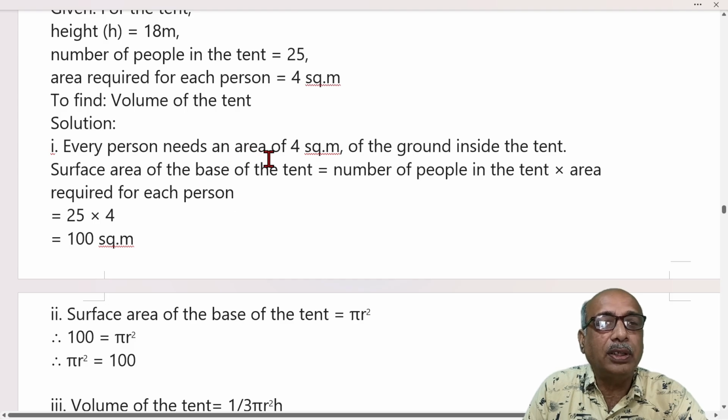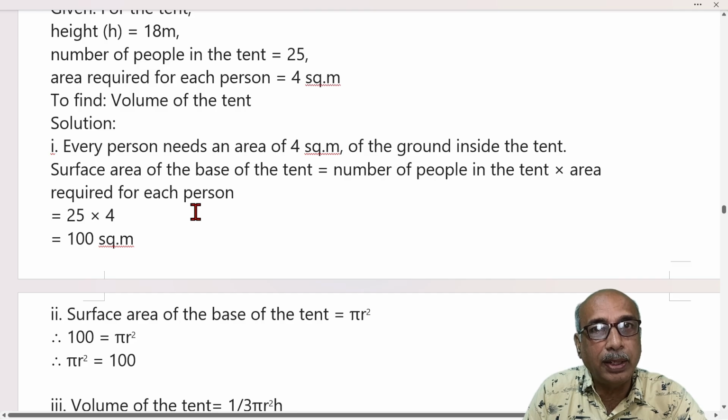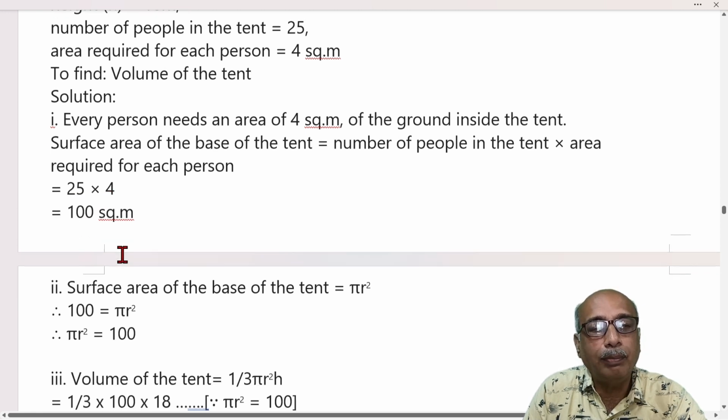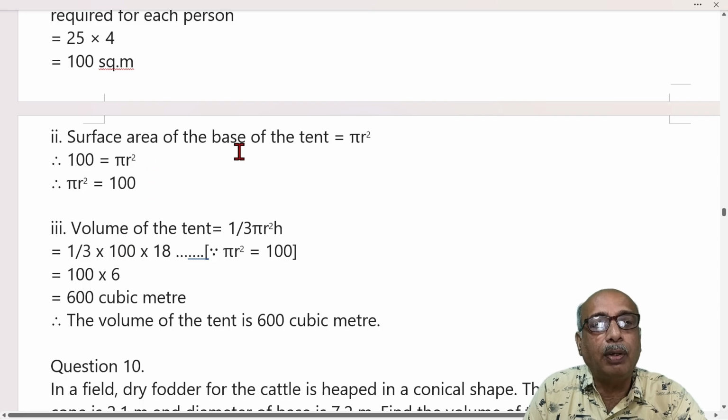So every person needs area of 4 square meter of the ground inside the tent. So surface area of the base of the tent equals number of people in the tent into area required for each person. Now here you see, instead of giving the base area of the tent, it is given in this manner. So 25 into 4 equals 100 square meter. So surface area of the base of the tent is pi r square equals 100 square meter.